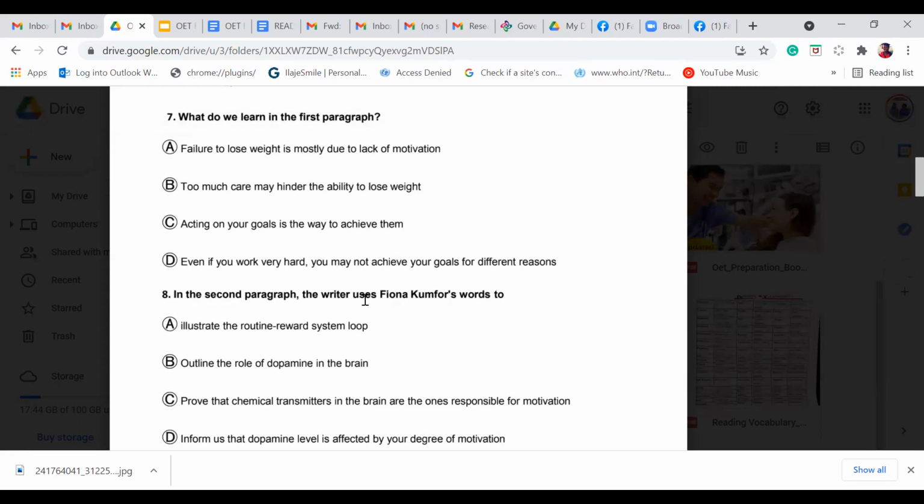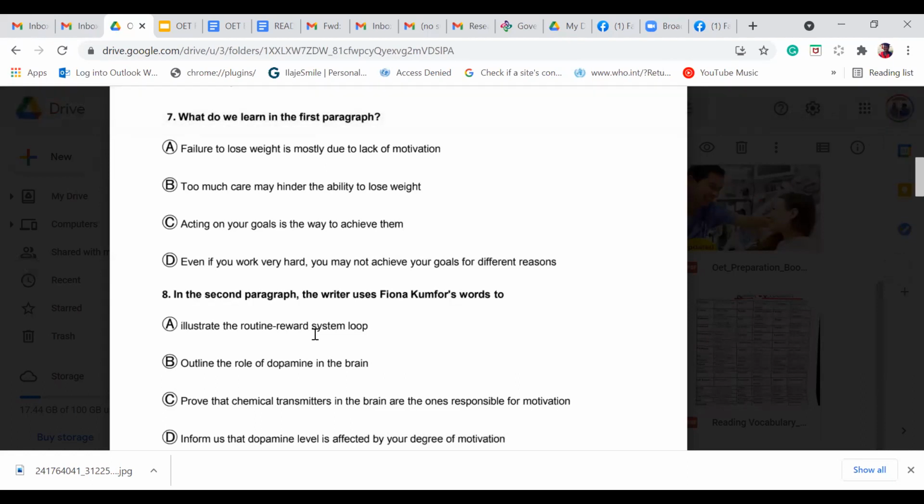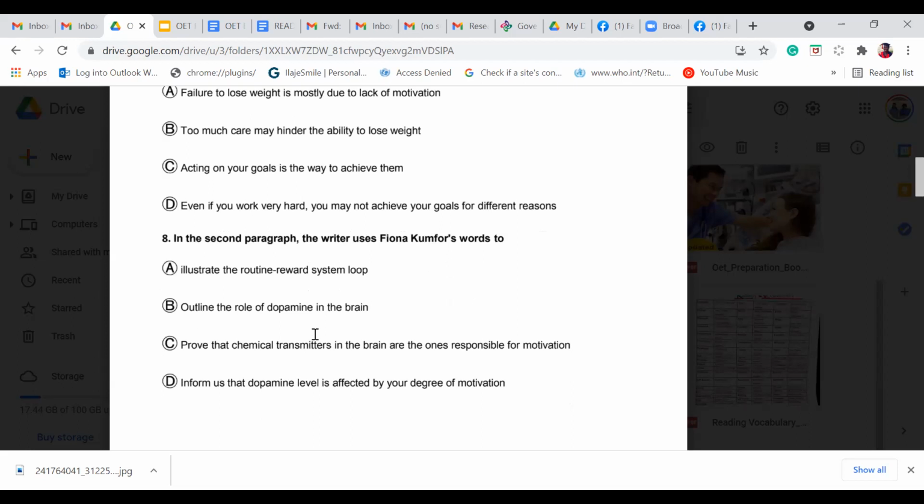And here he said, the writer uses Fiona Comfort's word to... So it is important that you are able, when you read the question, to interpret the question and ask yourself: what does the writer mean by using Fiona Comfort's word? Or another way you can say it, what does Fiona Comfort's word mean in this paragraph? So that's what you want to look out for.